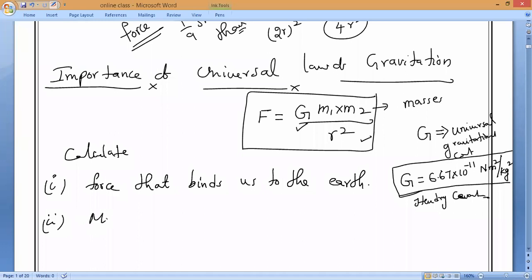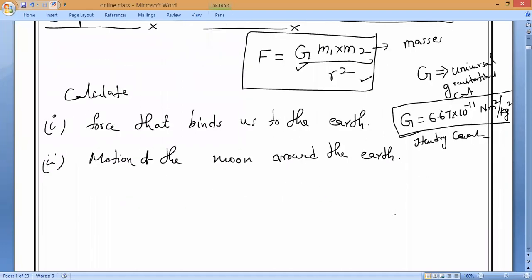Not only the moon, all the satellites, artificial satellites, natural satellites, everything. The motion of the moon around the Earth, we can observe with the help of this universal law of gravitation. Next, we can find the motion of the planets.